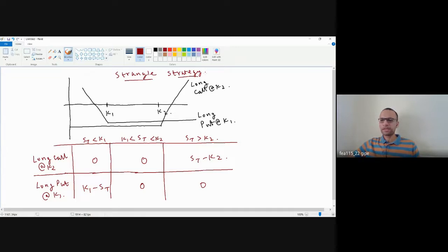Now, there are multiple other strategies which get used as well, but these are the ones which we'll commonly observe being used by market participants. So that's why we have covered them here.